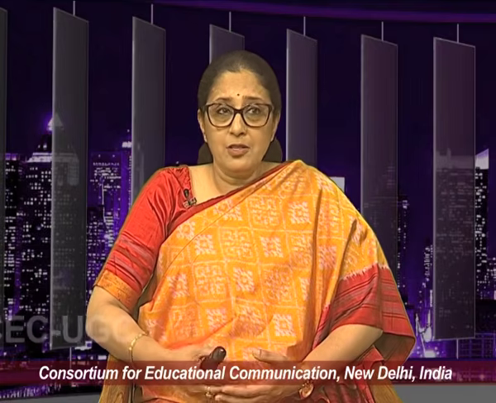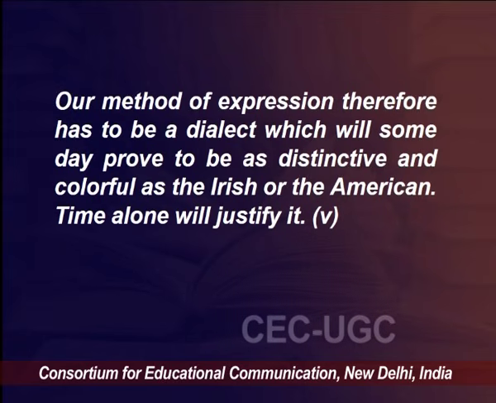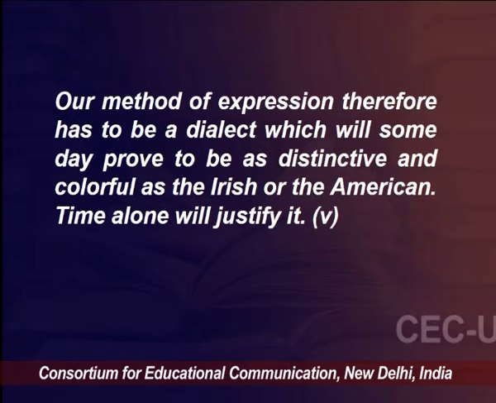The description of the village in terms of its different communities, different streets that are named after the communities. So the Potter Street is different, the Weaver Street is there. So different kinds of levels that are there in the society. All that is written by Raja Rao in English. So he says that our method of expression has to be a dialect which will someday prove to be as distinctive and colorful as the Irish or the American. And he says only time can justify this.